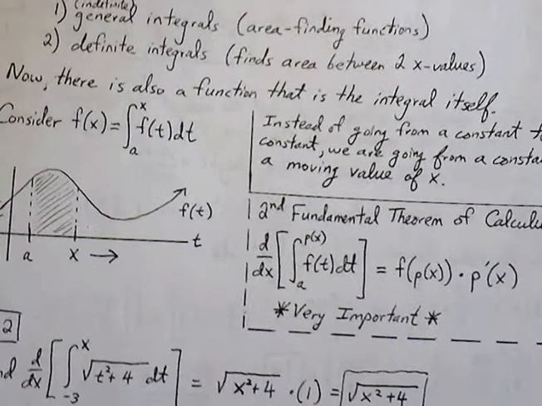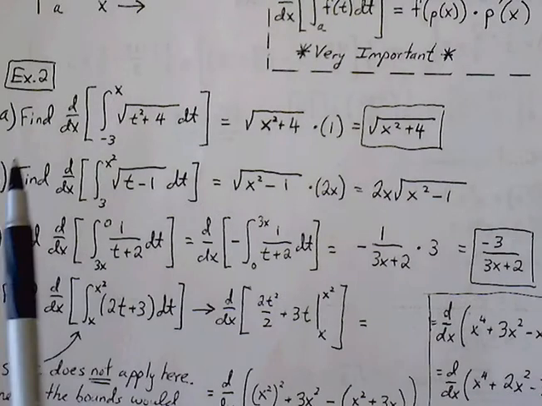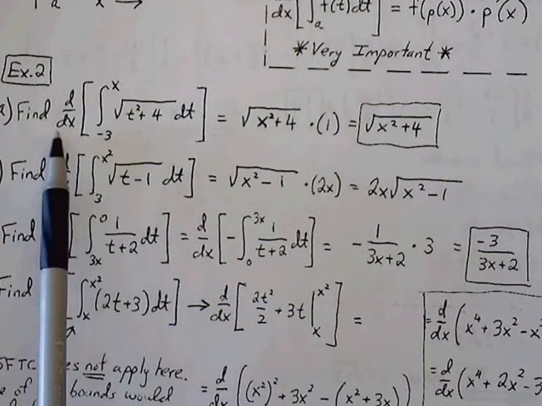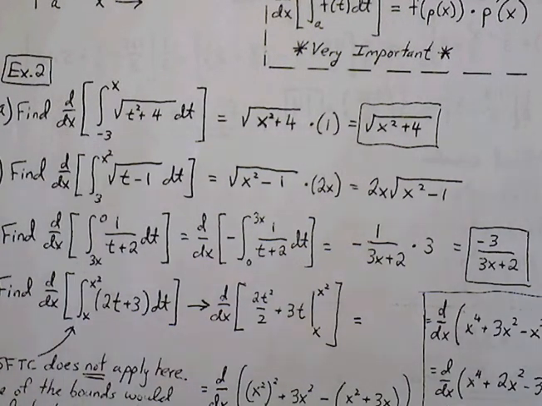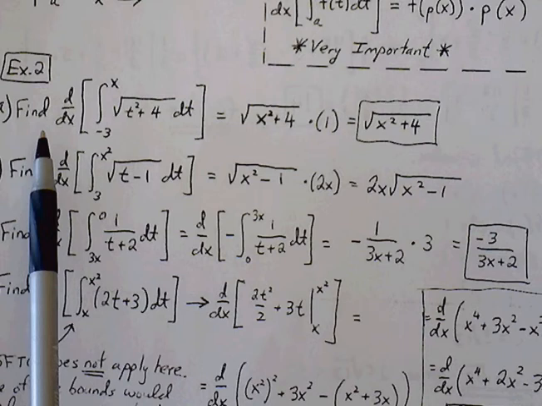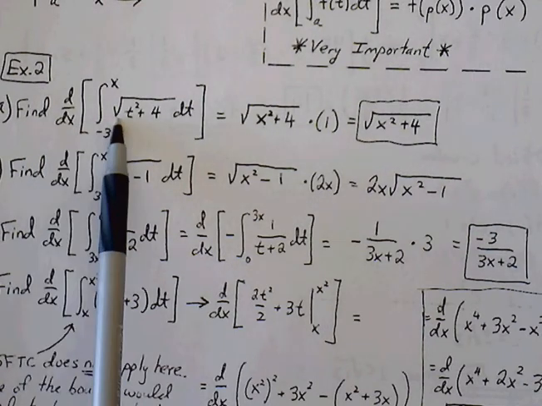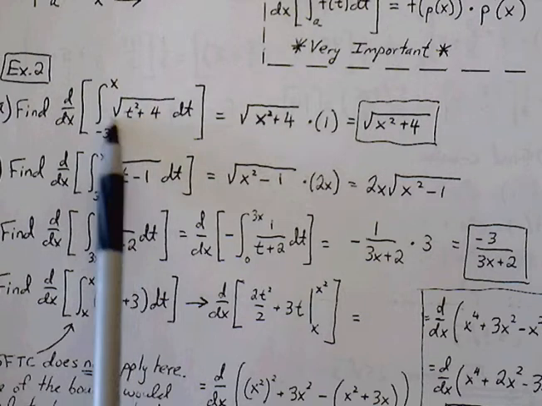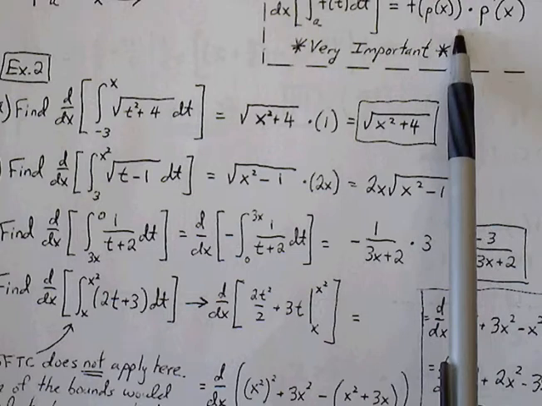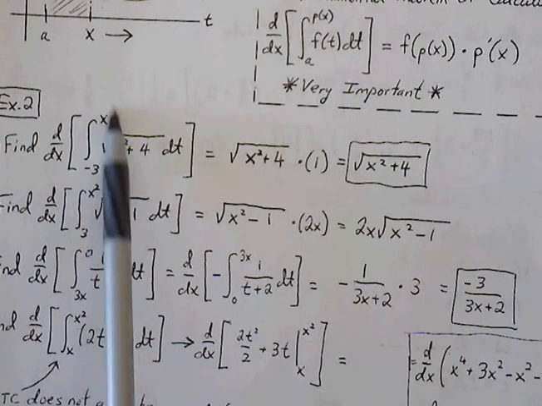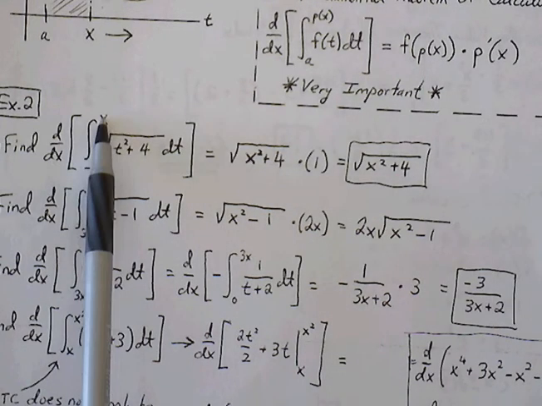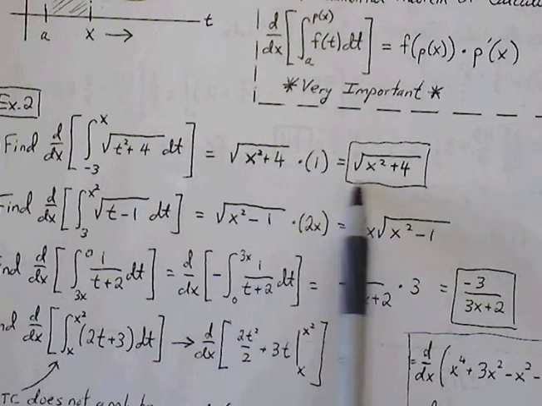All right, let's look at example 2. Find the derivative of the definite integral of this function from -3 to x. This is set up for us to apply the second theorem of calculus. These operations essentially cancel each other out. The square root of t squared plus 4 is going to remain pretty much this function. But to follow the rule, we plug the upper bound in for the t, so we get square root of x squared plus 4, multiplied by the upper bound's derivative. The derivative of x is 1, so we simply have square root of x squared plus 4.